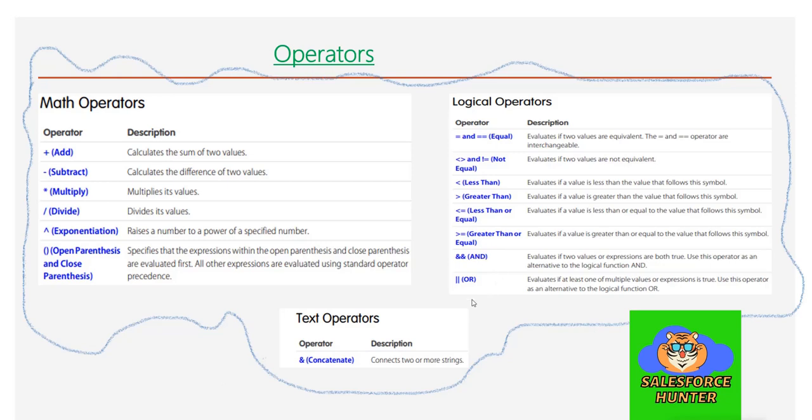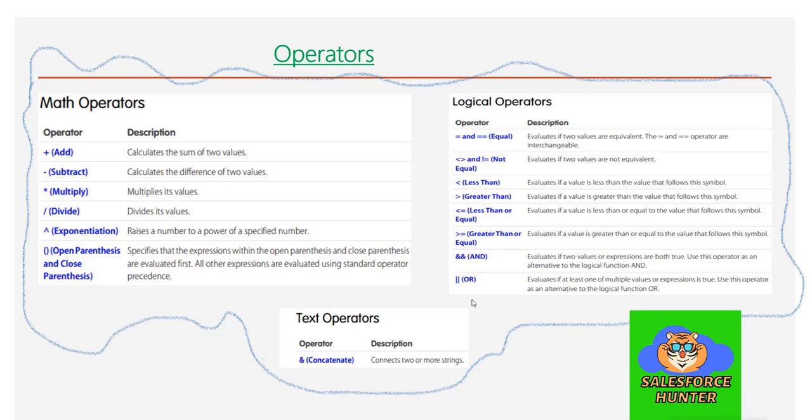Let's take an example. Suppose we have two expressions. The first expression is 1 greater than 2, and in between them there is AND, and the second expression is 2 greater than 3. We know both are false, so the output would be false. That is one example. Now take another example. Suppose 2 is less than 3 and there is an AND operator between them, and then 2 greater than 1. Both are true. In that case, the output would be true.